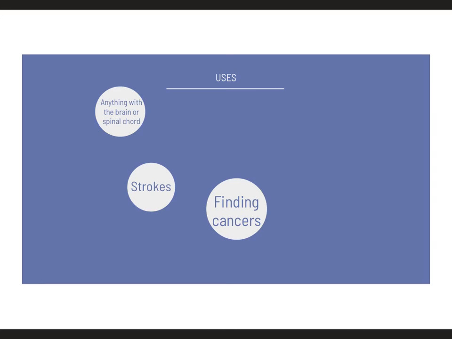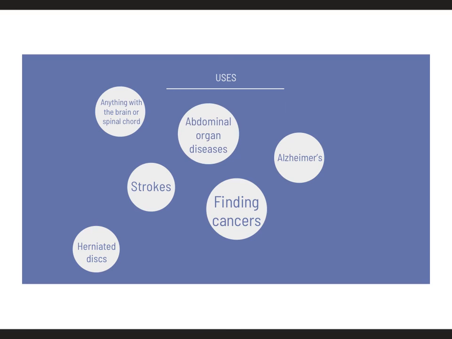So now on to some of the many uses for MRIs. Anything with the brain or spinal cord, because it's much softer tissue and MRIs excel in this area. MRIs are very good for diagnosing and detecting strokes. For finding cancers such as breast cancer, colorectal, prostate, and Alzheimer's, because it's in the brain and it measures the activity. Herniated discs in the spinal cord.